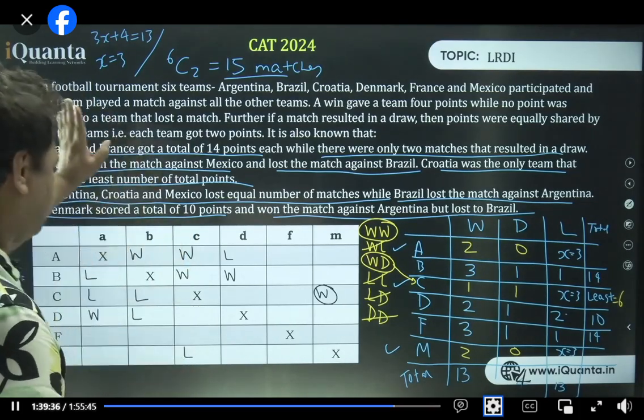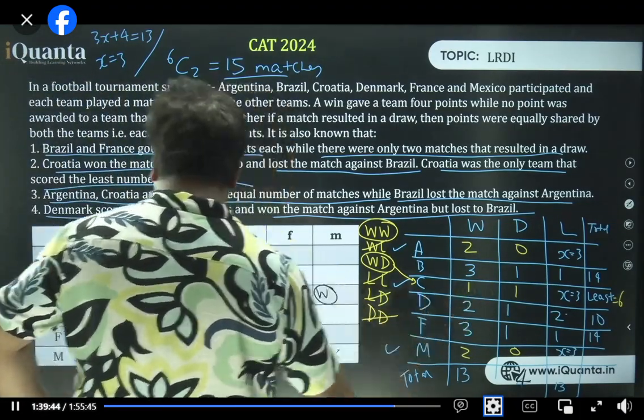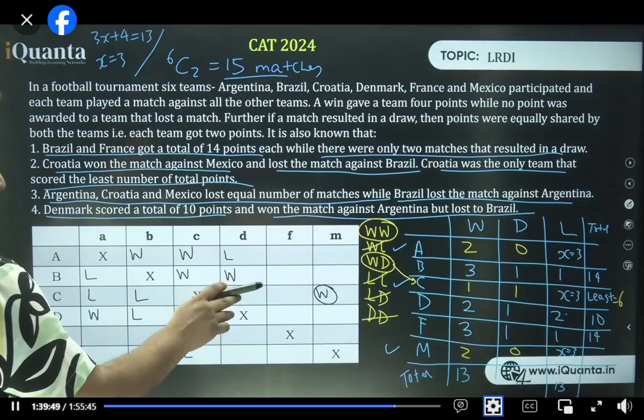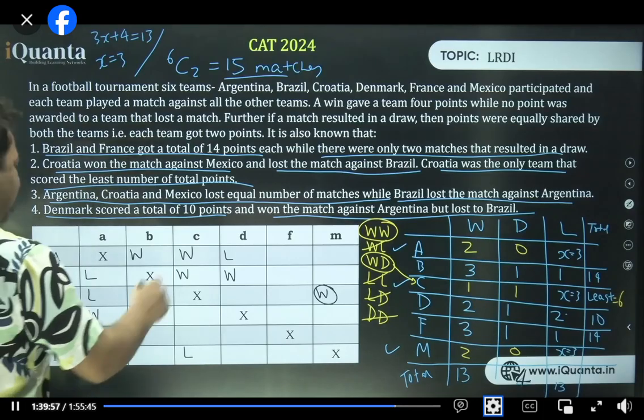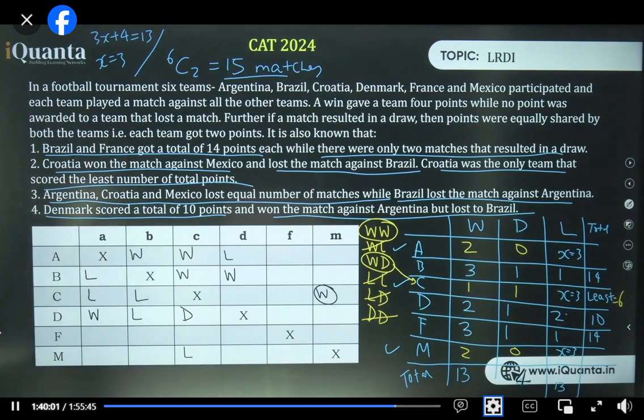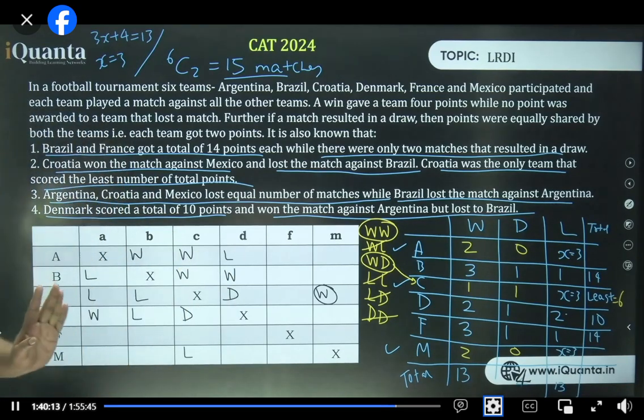Mexico has lost against Croatia. Okay, cool. So what is left? France and Denmark. France has 3 wins, 1 loss. Denmark has 2 wins, 1 draw, and 2 losses. And Croatia also has 1 draw. That means Denmark and Croatia drew the match. Perfect. Denmark, Croatia drew the match. So this draw will be coming here also. C versus D or D versus C. Cool. Is that right? Understood. Very good.